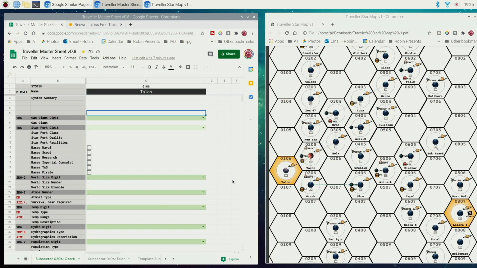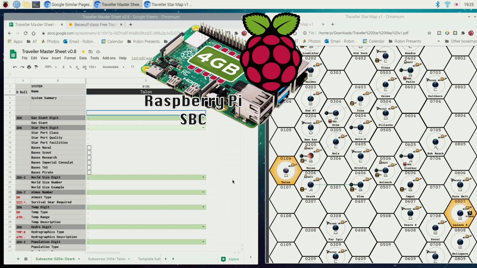I don't know if you've seen a Raspberry Pi before. I'm not affiliated with them in any way, but I do like to show what a Raspberry Pi looks like. This is the computer I'm running here to fill in the sheet and also show the view of the star system as I work through that subsector. The Raspberry Pi is a small single board computer, that's what SBC stands for, single board computer. I've got a 4 gig version in here, and I can show you what it looks like as well, actually.